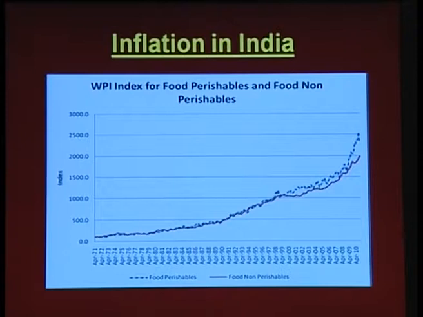This index again shows the correlation between food inflation and the two separate items of food, which are perishable food items and non-perishable food items. It shows a clear relationship between both items, and it shows that there is not much gap between the perishable and non-perishable food items.